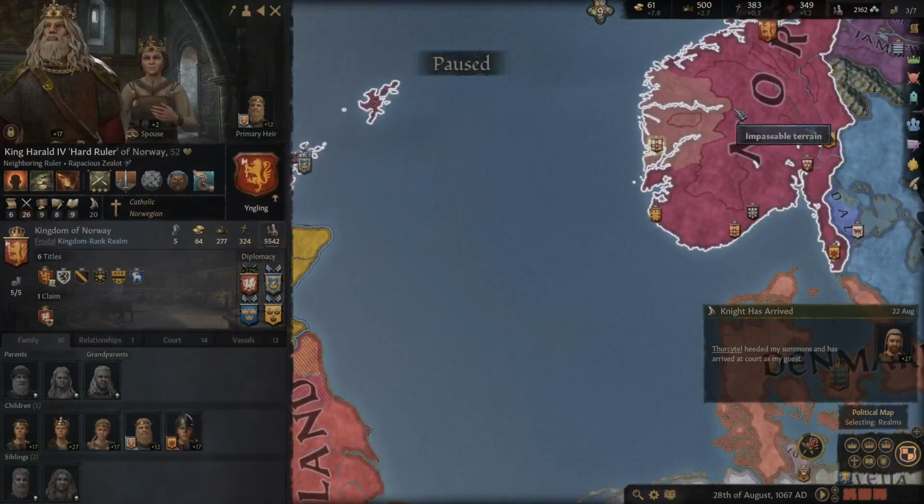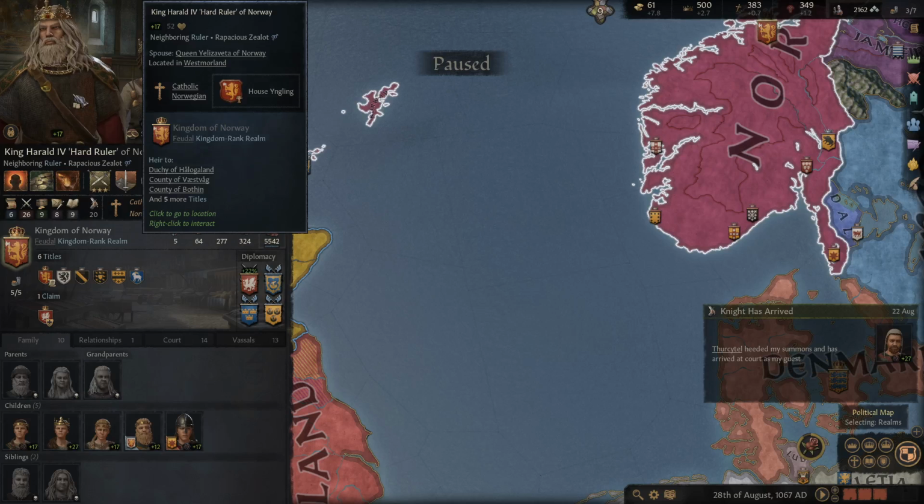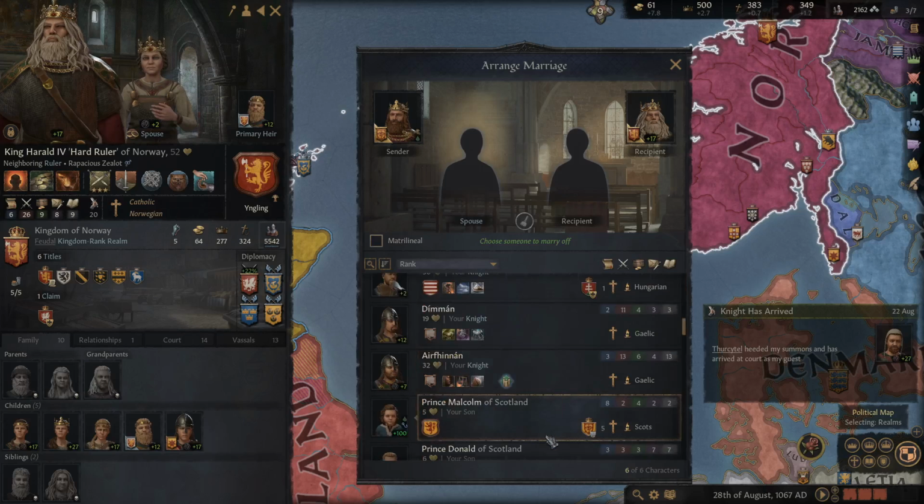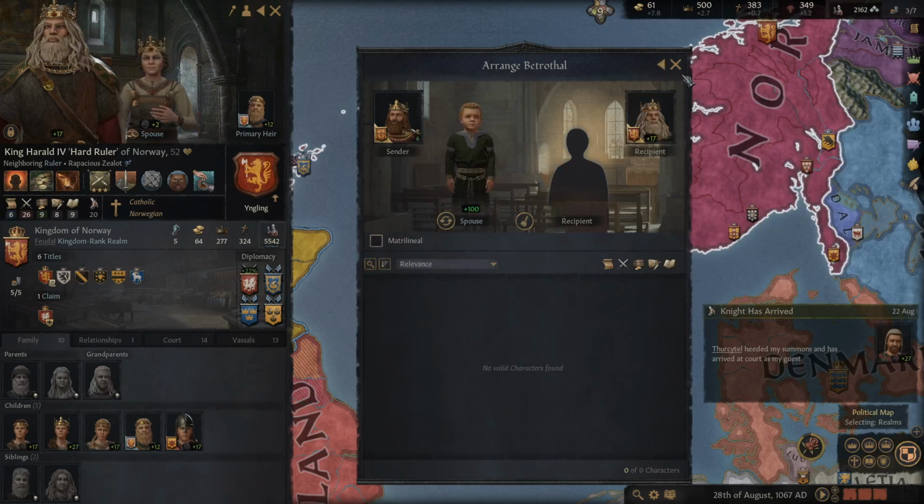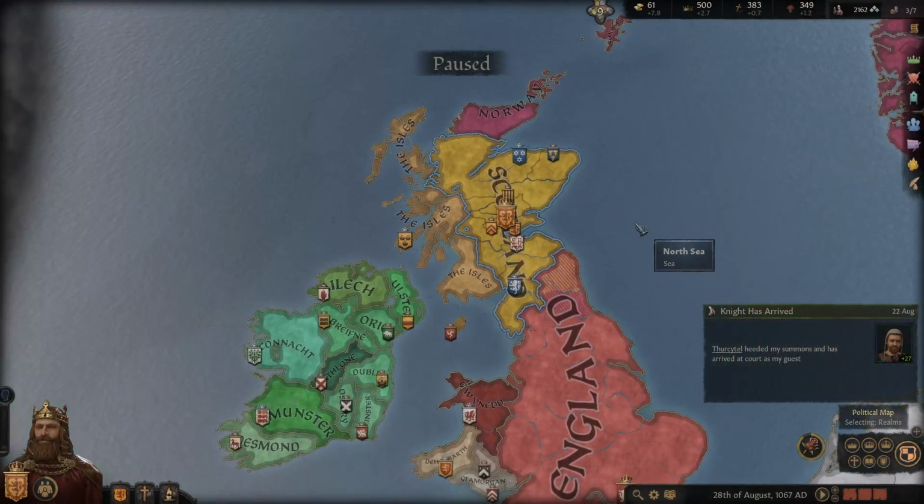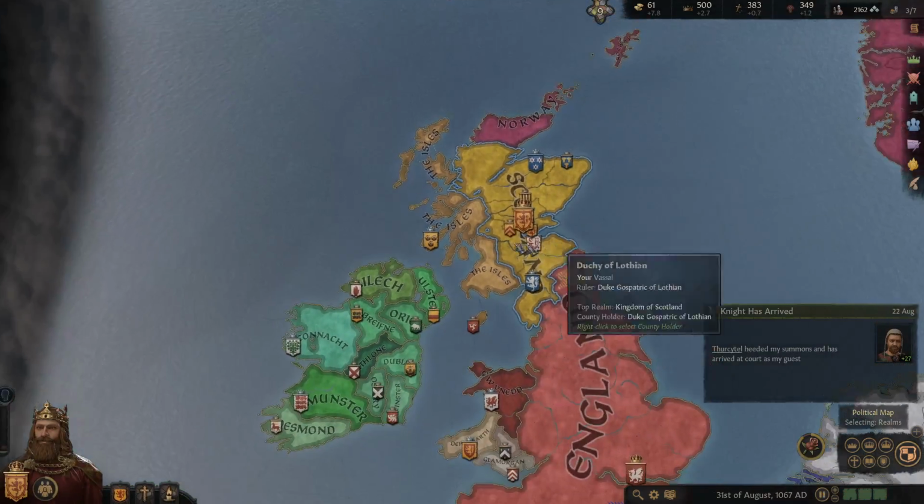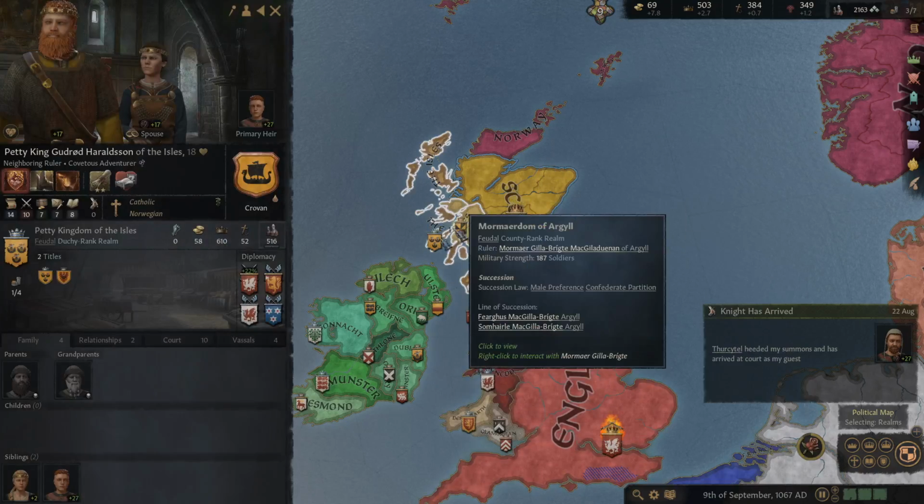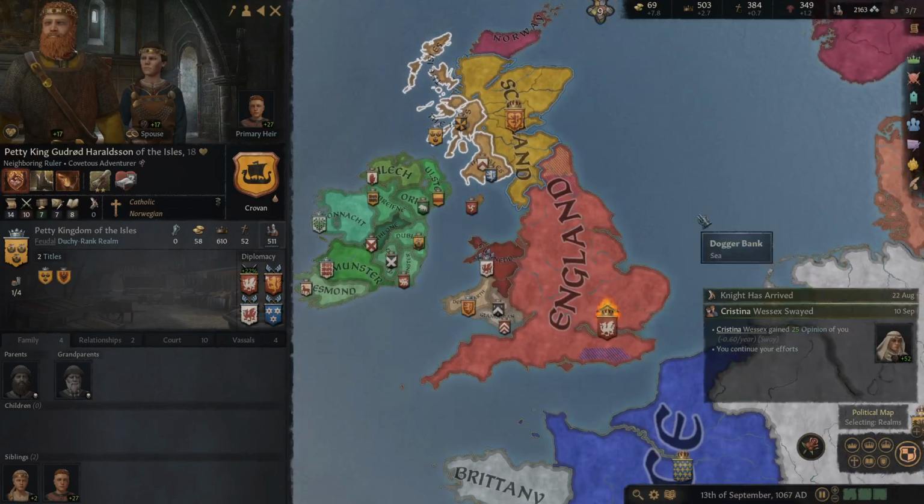What am I to do? The hard ruler. Love his portrait. Looks great. Big, beefy. Nope. Nothing. We're just gonna have to wait. This sucks. I cannot believe how many alliances the Isles have.